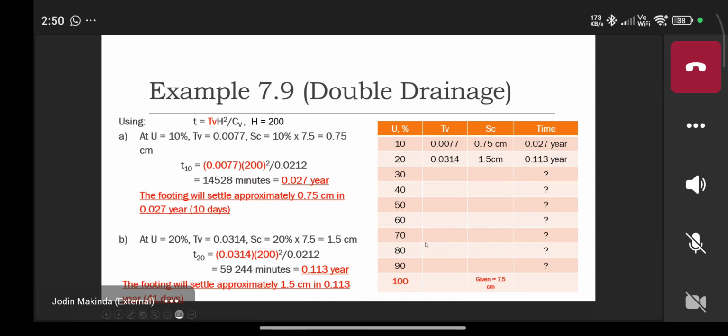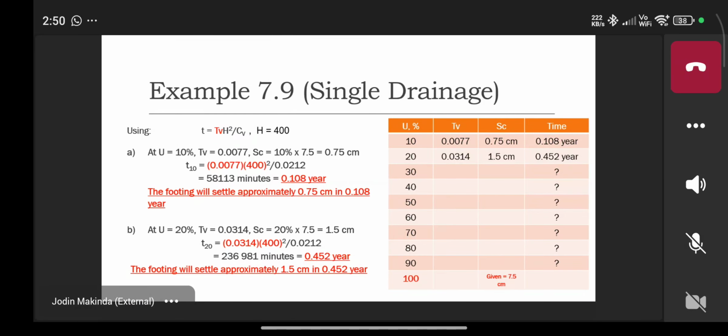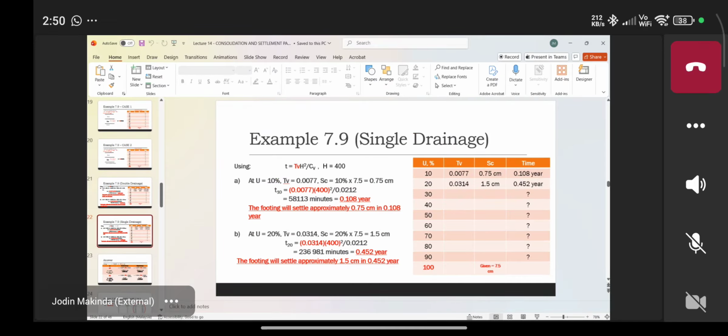What differentiates double drainage and single drainage is the value of the H. So you see the single drainage. You look into the value of the H: 400 centimeter. You know why it is 400 centimeter? Anyone know why single drainage is 400 centimeter?